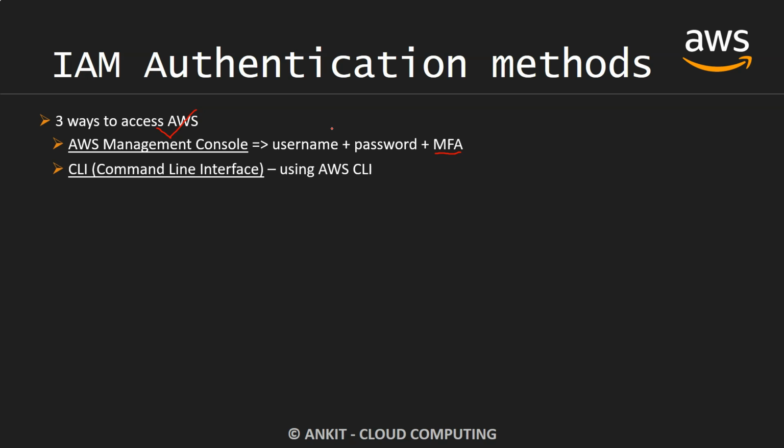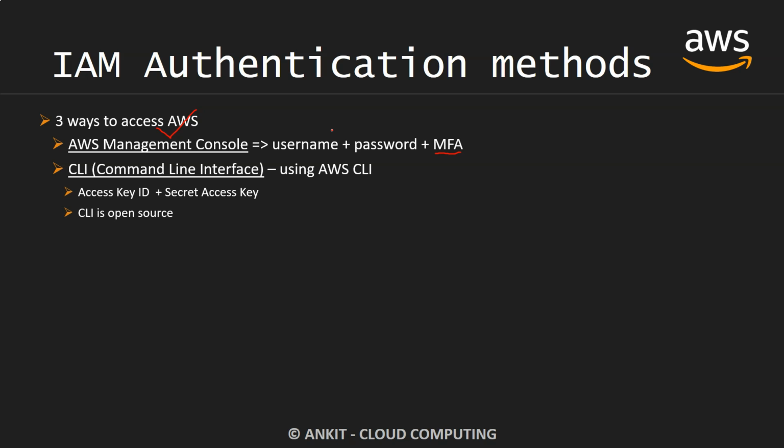One is the CLI, the command line interface way, where we are going to use the AWS CLI to enter into AWS, where you can provide the access key and a secret access key. So here we are going to create one user which is just going to have programmatic access. Or it can have management access plus programmatic access, and you can definitely create this access key ID and a secret access key.